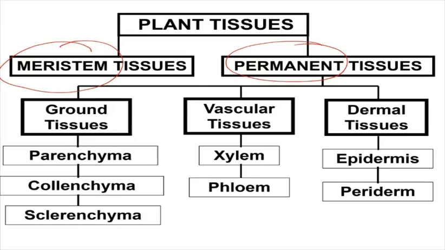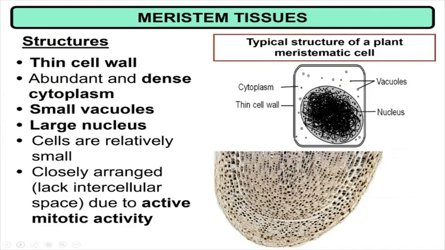For permanent tissues, there are ground tissues, vascular tissues, and dermal tissues. So what are meristem tissues? Meristem tissues are tissues that are actively dividing. We can find them at parts where those plants are growing.